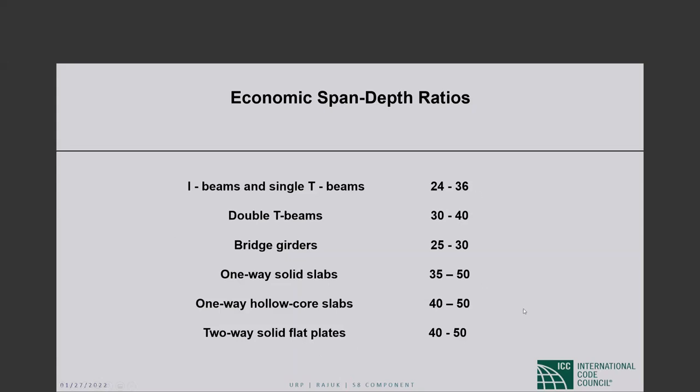So from practice, these are economic span to depth ratios. This is based on practice. So if I'm using double T beams, the economic span to depth ratio is 30 to 40, bridge girders 25 to 30, and so on. So this is what we call a preliminary design. Before you start designing it, the architect gave you the drawings, then you need to figure out the size based on the span length, and this gives a guideline. It's not cast in stone, but that's a good starting point. Doesn't mean that I can't use something out of this range, but that may not be the most economic.